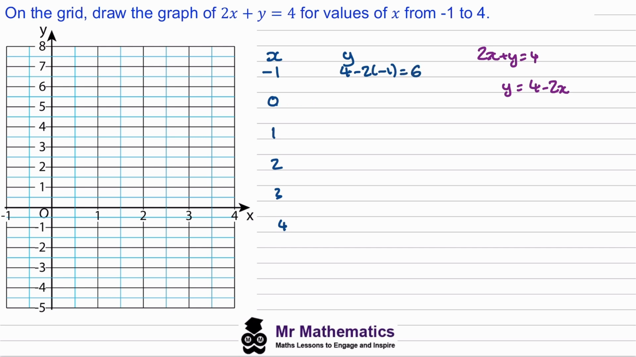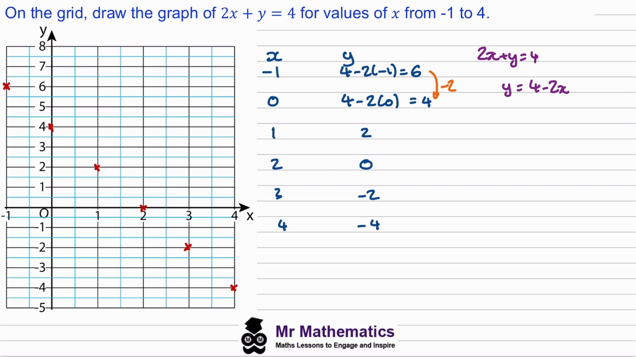We'll substitute in x equals 0. So we'll have 4 minus 2 lots of 0. And we'll get 4. And then can you see we're taking away 2 every time? So when x is 1, we'll get 2. When x is 2, we'll get 0. 3 will get -2, and 4 will get -4. And then we can plot these points. -1 and 6, 0 and 4, 1 and 2, 2 and 0, 3 and -2, and 4 and -4.